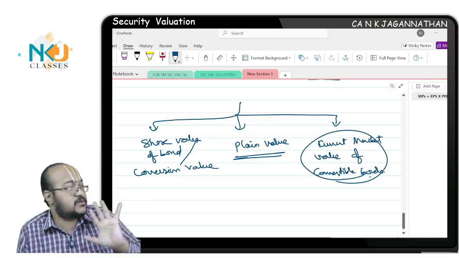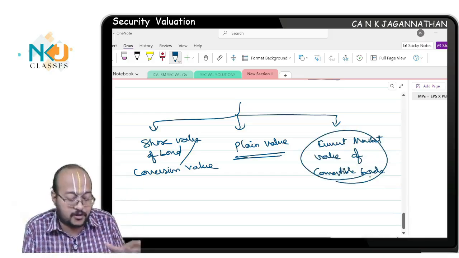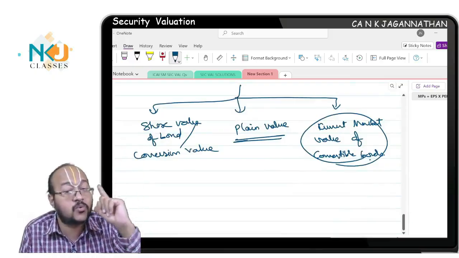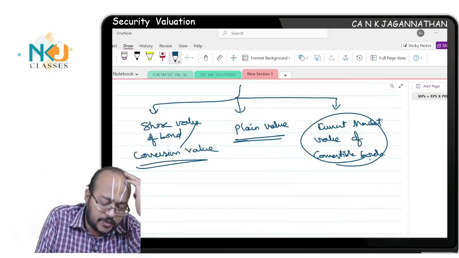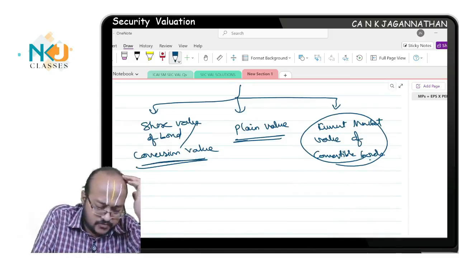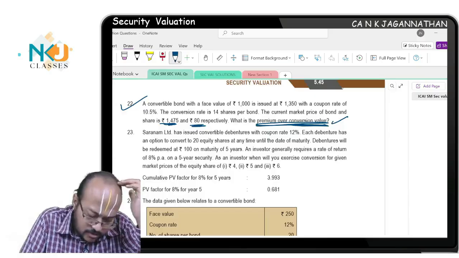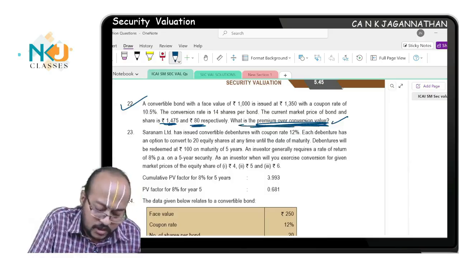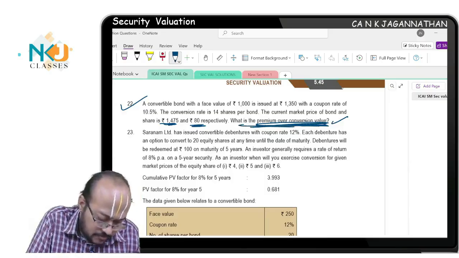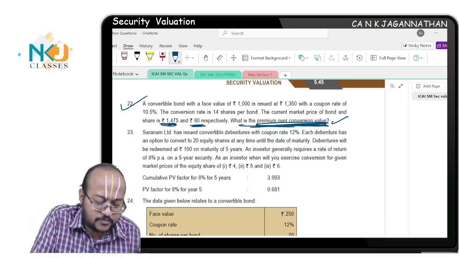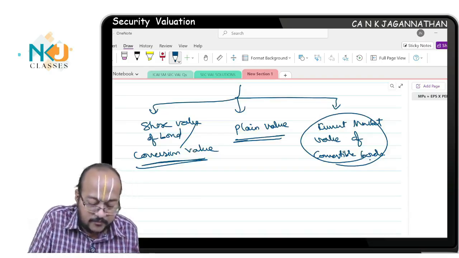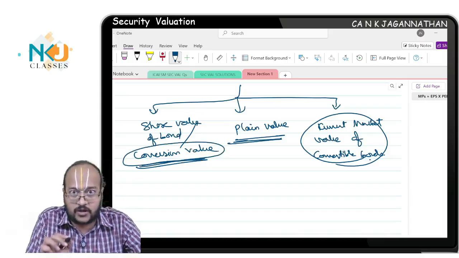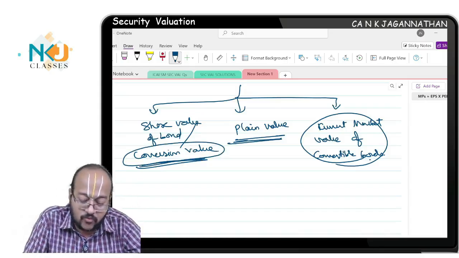Now, you need to understand that when they ask about premium, there are two types of premium being tested. When they ask simply premium over conversion value, what is that? Current market price of the bond over the conversion value. When they have given specifically the conversion value, it is not an issue.